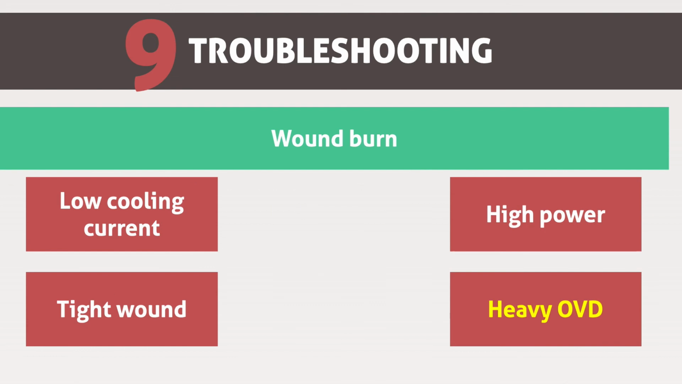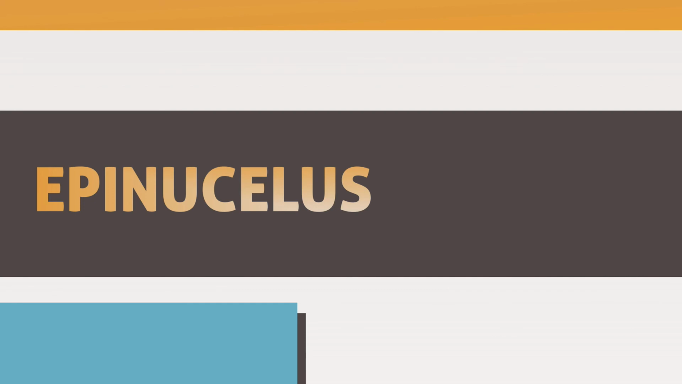The last problem is wound burn, which is due to excessive heat generation because of high power or caramelization of the OVD, or a tight wound or low cooling current. A very tight wound can decrease the actual irrigation because it squeezes the irrigation flow, so this will make a low cooling current.